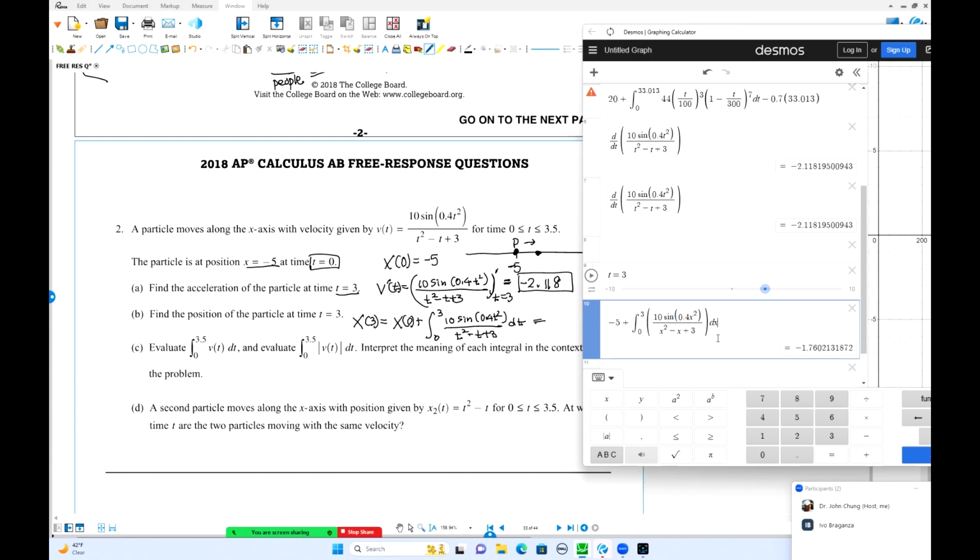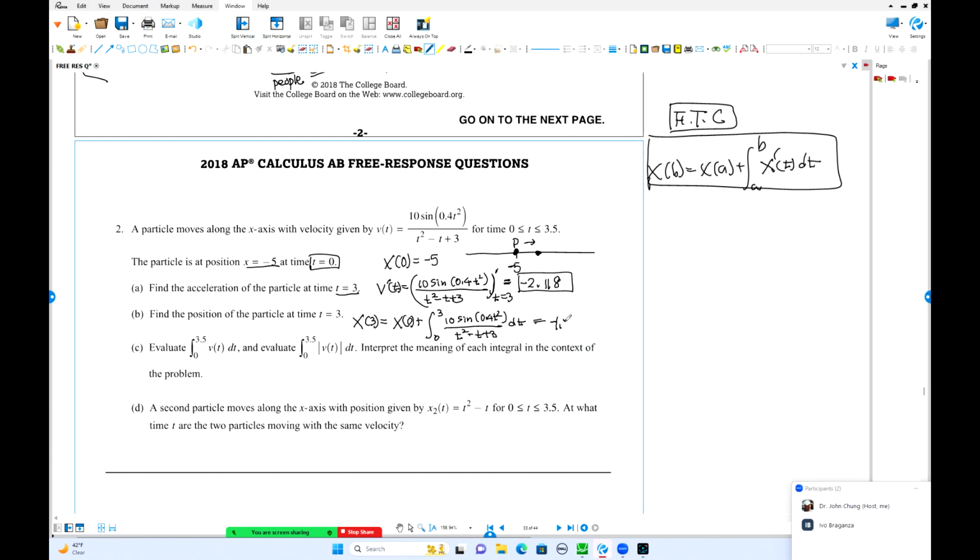Okay, so the value we get is negative 1.760, okay? Negative 1.760. That is x of 3, the position at time equal 3. Is it okay? Yeah. So number A, number B will be okay, right? Just use the calculator, okay?